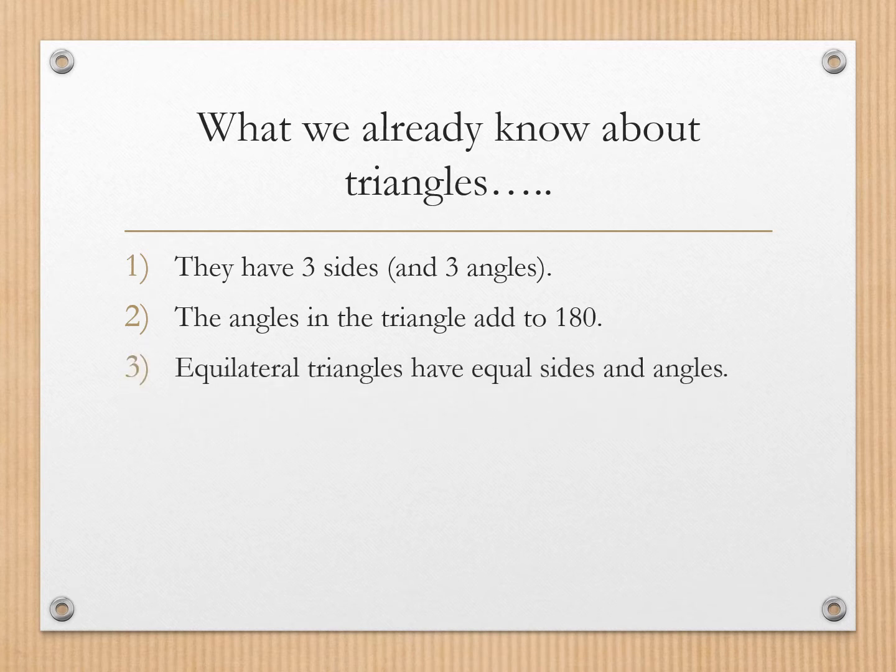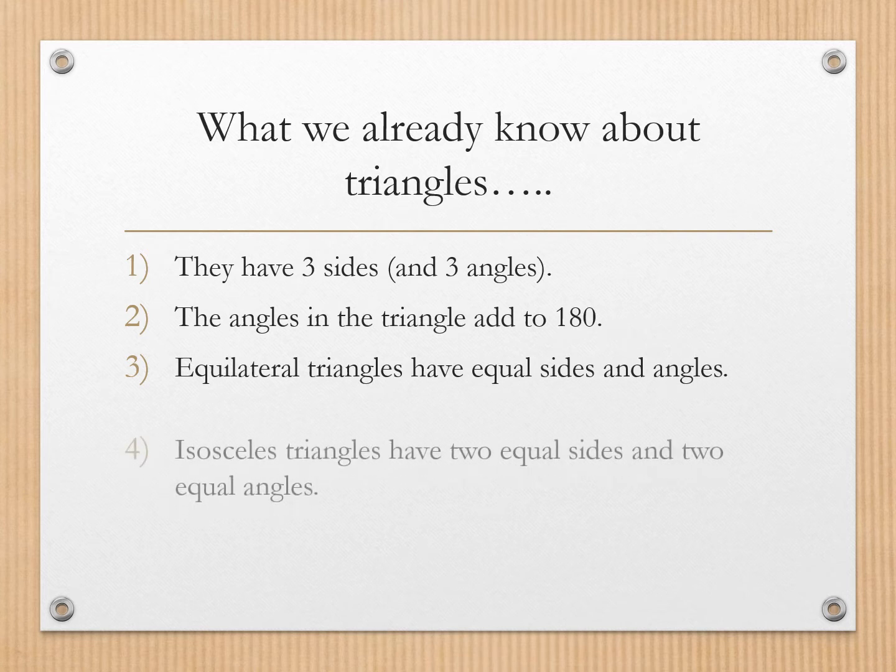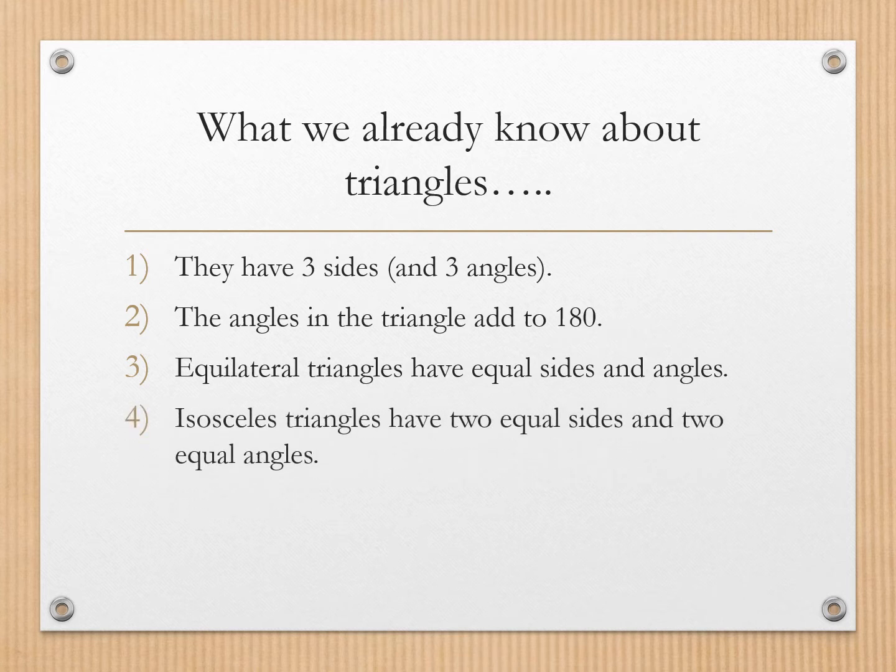We know that equilateral triangles are going to have equal sides and they're going to have equal angles. And we know that isosceles triangles have two equal sides and two equal angles. So again, these are things that we already know. So how is this maybe going to help us in today's lesson?